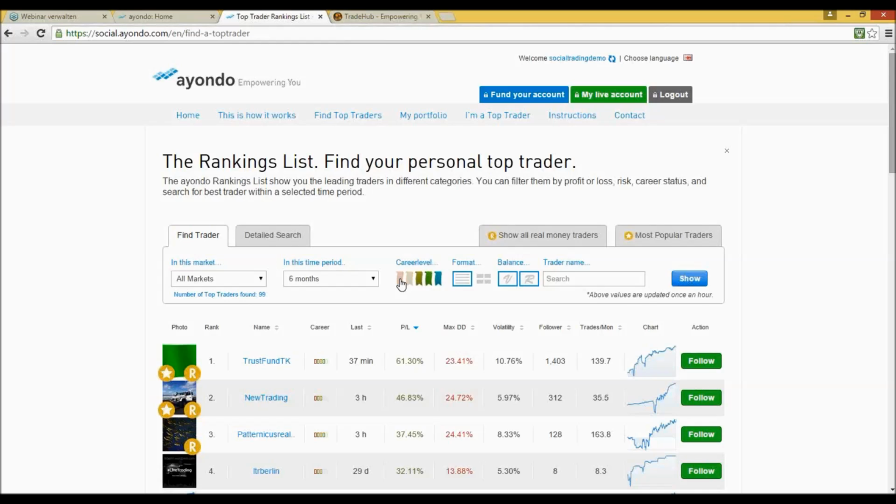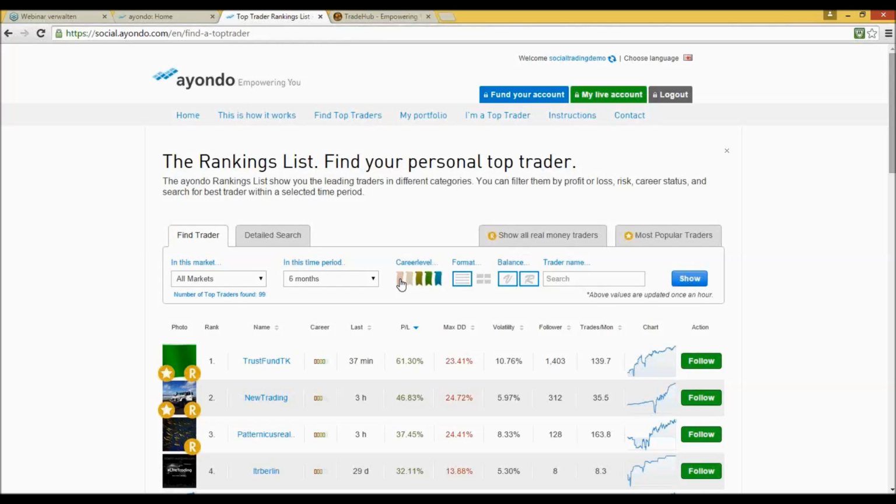The first flag is called street trader. For someone to be at a street trader level and to progress onto the next level, they'll need to have made at least 5 trades, made a profit of at least 0.5%, and this all needs to be done in a 30-day period. They can't have a drawdown of more than 25%. If they do, they don't progress onto the next level.